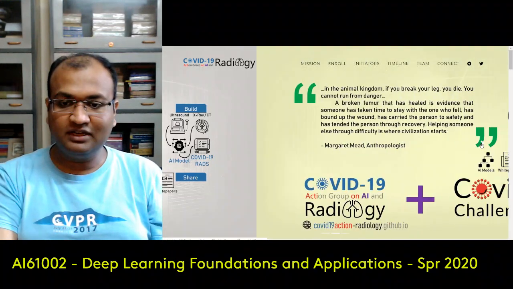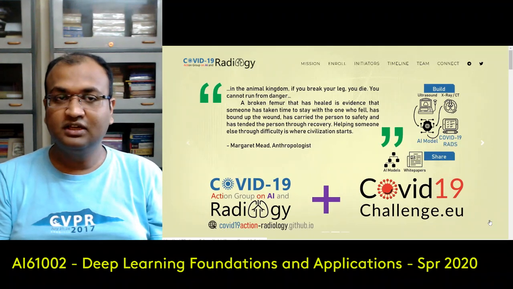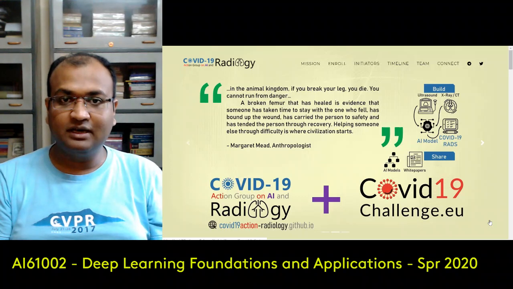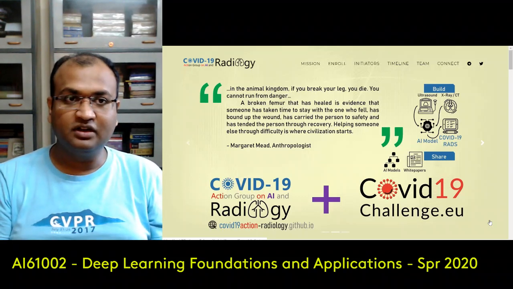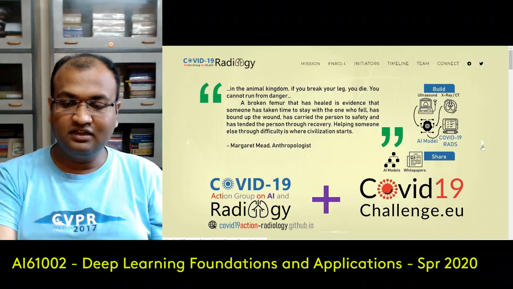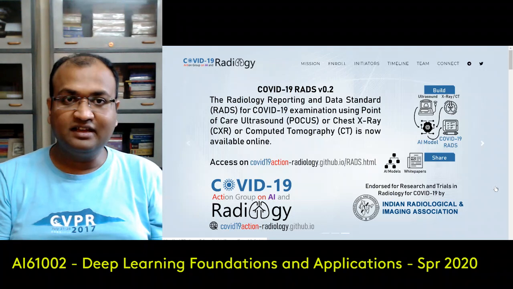So what we have been able to do till now is that, based on the success which we are showing in rapidly scaling up, we tied up with another challenge on COVID-19 from the European Union, which is developing image-based AI solutions for scanning, diagnosing and grading the COVID-19 severity using CT scans. Then we also released our RADs, and this is one of the first primary developments which we are doing.